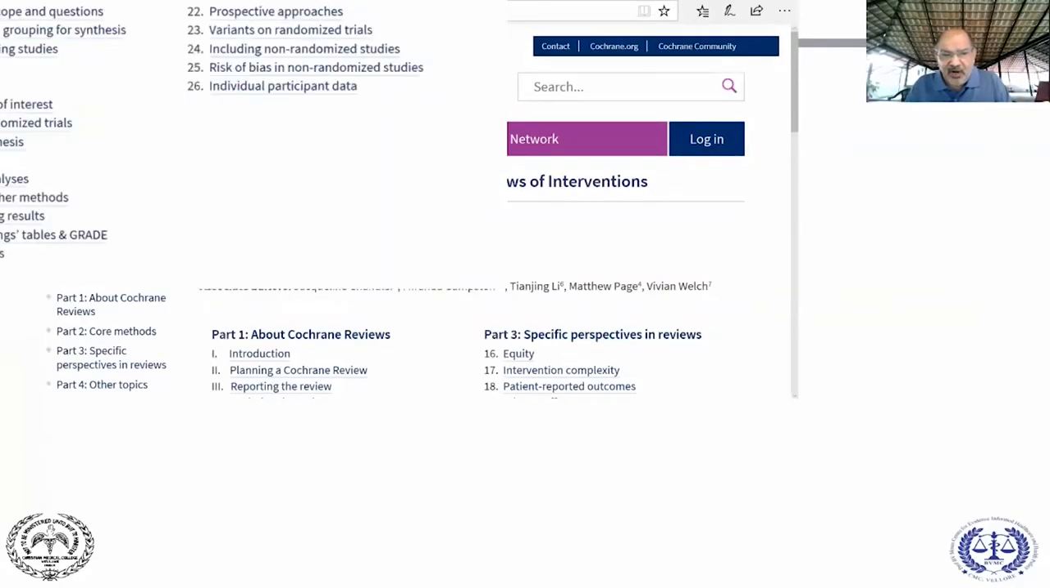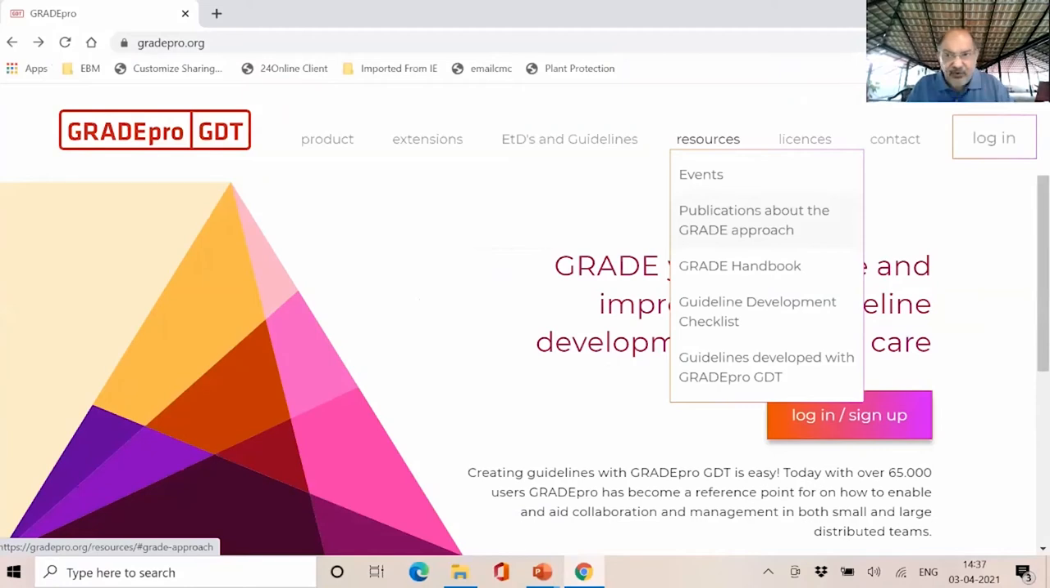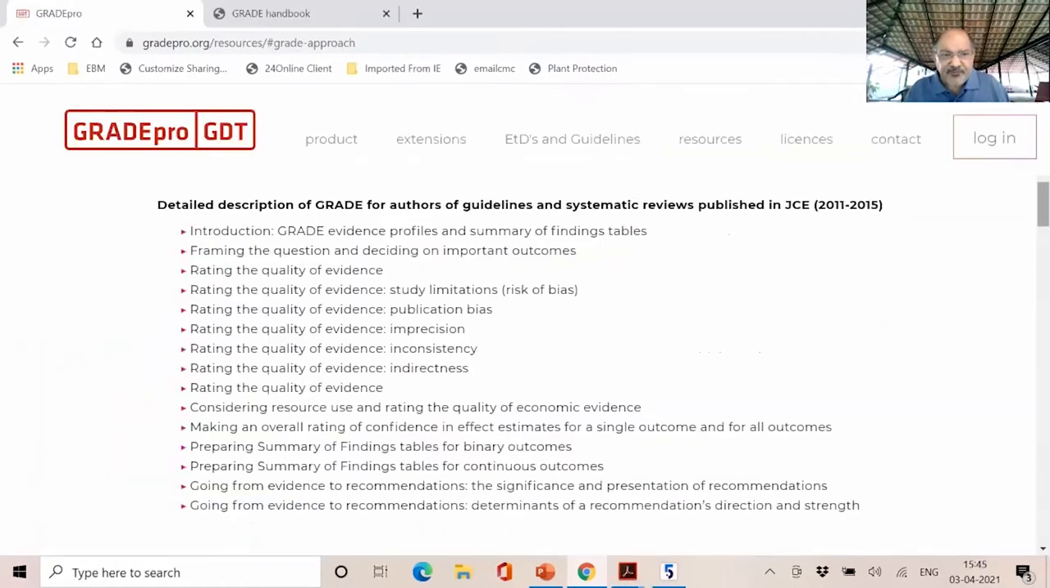If you want to know more about how to do systematic reviews, the Cochrane Handbook is available online, which is very, very detailed. And if you go to the GRADEpro GDT website, there are a lot of resources you could use. For example, the GRADE Handbook is there. It's very detailed. You can even print a PDF copy of the handbook. You can find references to many other articles published by GRADE authors about the whole process.